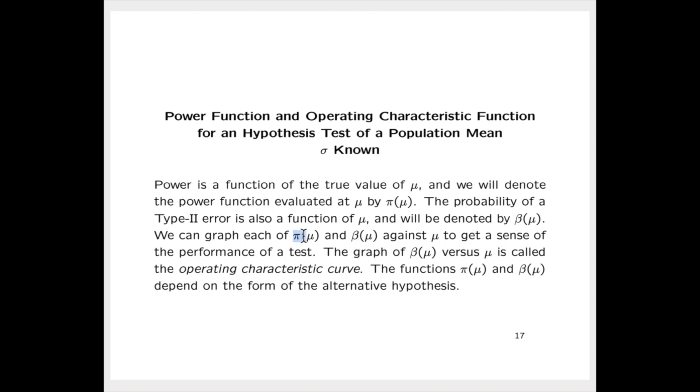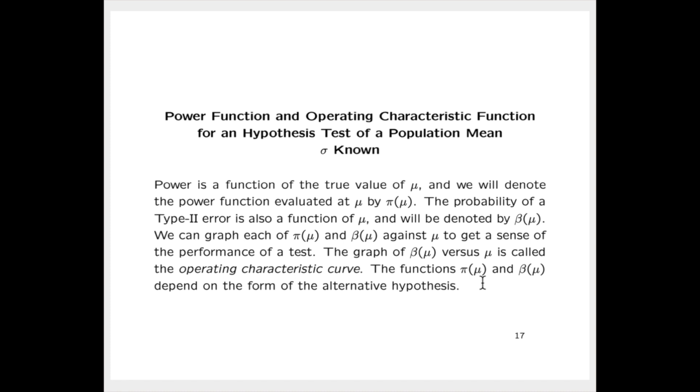We can graph the power function versus mu. So mu would be on the horizontal axis, and the power associated with various values of mu would be on the vertical axis. We could also graph the beta function against mu to get a sense of the performance of the test. Now the graph of the beta function versus mu has a very specific name. It's called the operating characteristic curve. All right, so the graph of the power function versus mu would be just called the power function curve. The function of beta versus mu, that graph is called the operating characteristic curve.